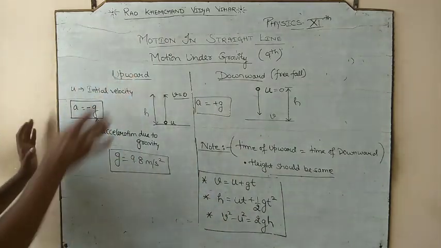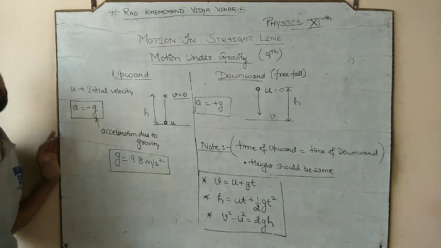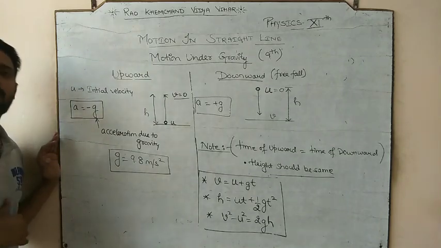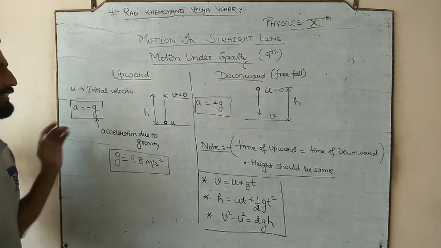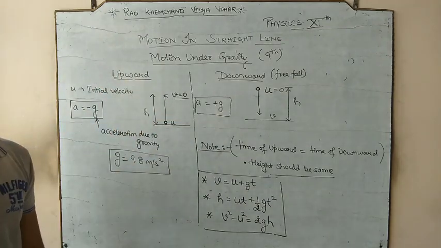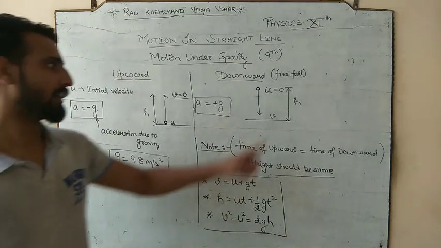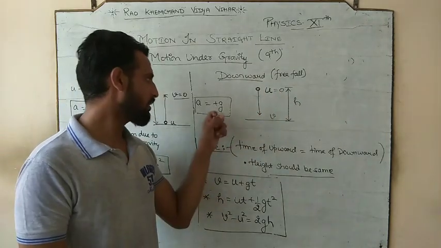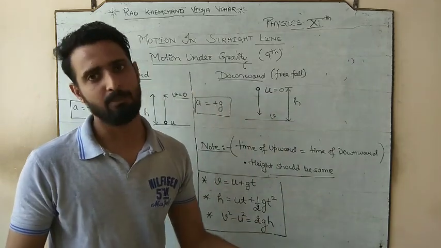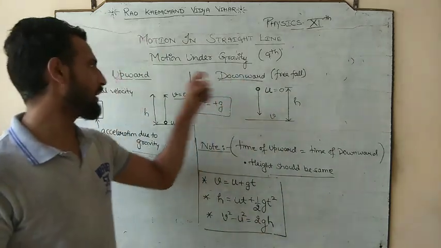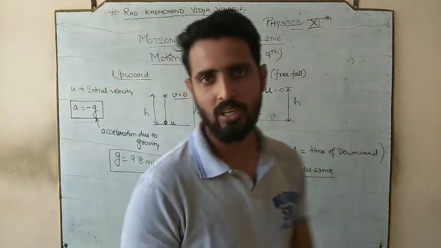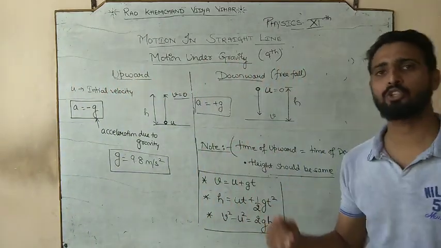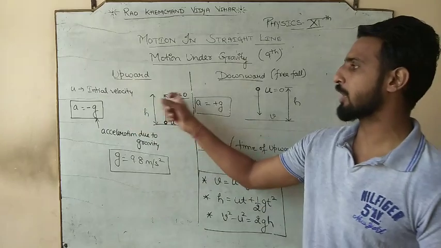When the teacher says upward, like when the teacher says the body is going upward, some things should already be clear in your mind. a would be taken as negative g and final velocity would be 0. When the teacher says downward free fall, our initial velocity should be 0. Acceleration would be taken as plus g. So whenever upward or downward is called, there are some points that should already be clearly known to you.